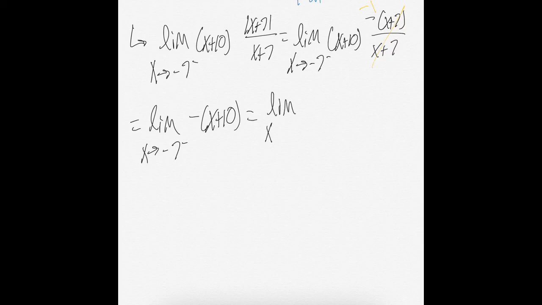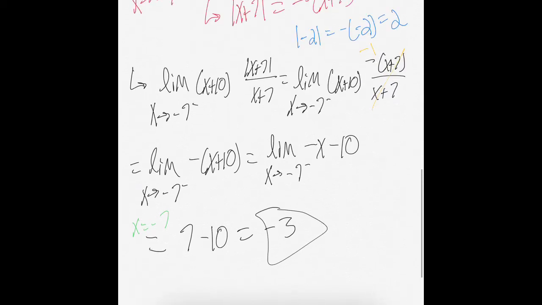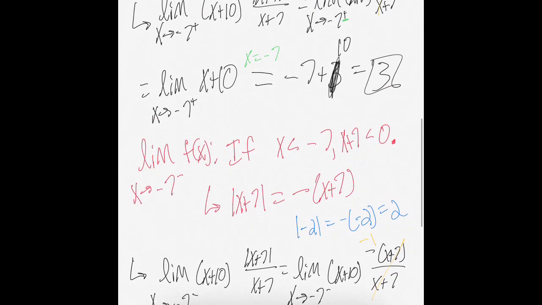So now let's see, I get limit x approaches -7 from the left. If I just distribute that negative, x minus 10. And now, just as before, I am ready to plug in my stuff. So if I plug in x equals -7, then I get 7 minus 10 equals -3. So this is just x equals -7 is how we did that. And so our answer here, -3, is not the same as our limit up here.